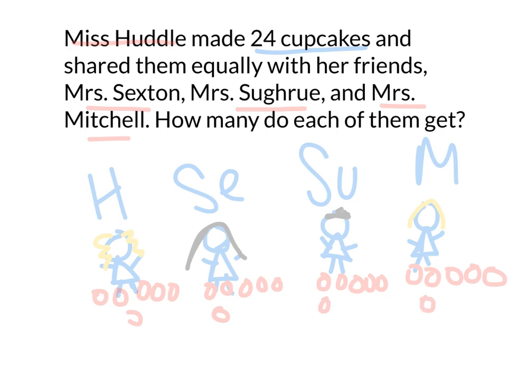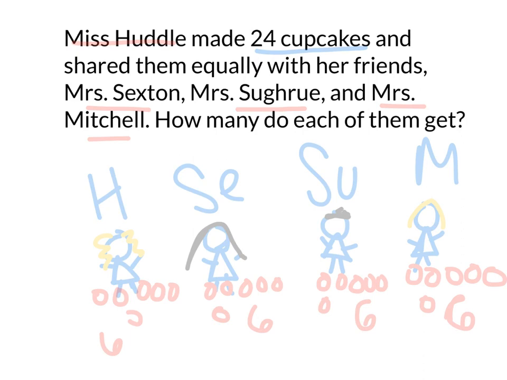Mrs. Sexton, how much do each of my friends have? Let's see. Well, you have 6, and I have 6. That's right. Mrs. Shagru has 6, and Mrs. Mitchell has 6 also. So we each get 6, which answers the question, how many do each of them get? So what we did was we took 24 cupcakes and we shared them equally. When we share something equally, we are dividing.